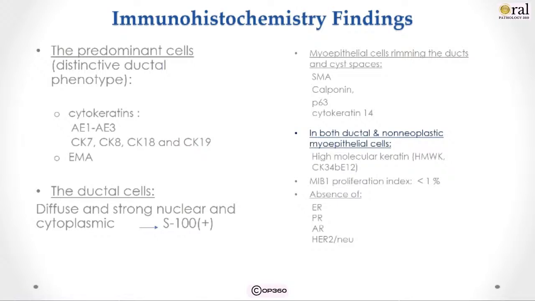In both ductal and non-neoplastic myoepithelial cells, high molecular weight cytokeratin and a proliferative index of less than 1% are helpful to distinguish this tumor. The absence of ER/PR, AR, and HER2/neu should also be considered in this immunoprofile.